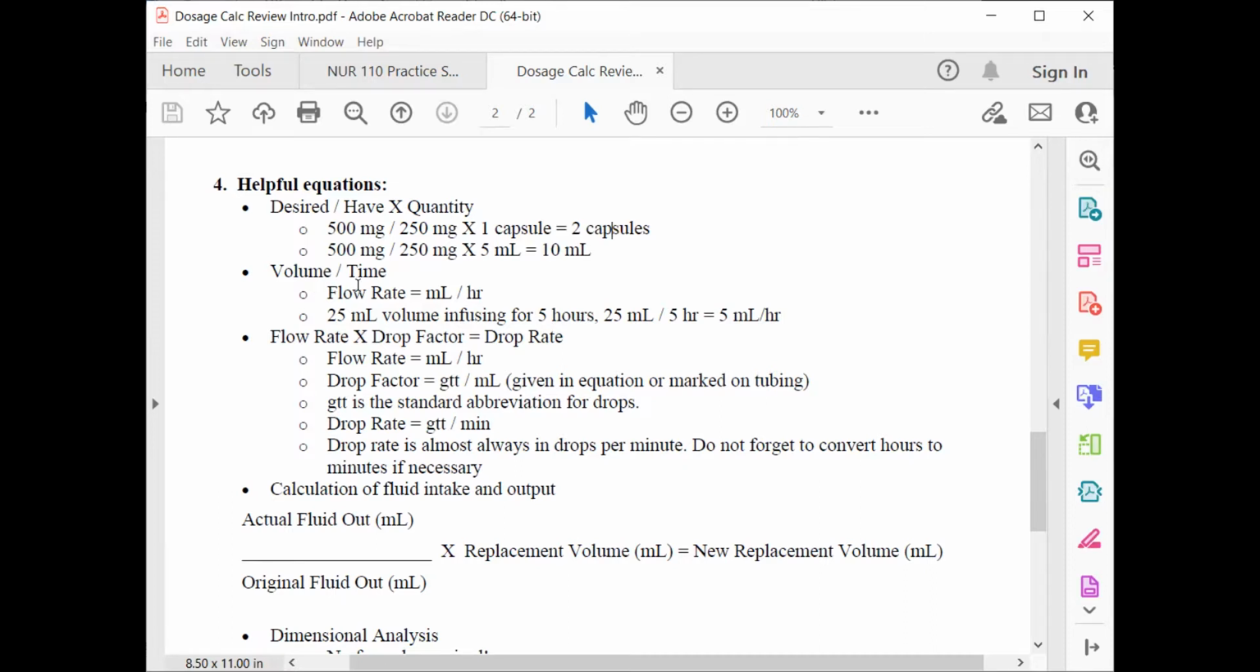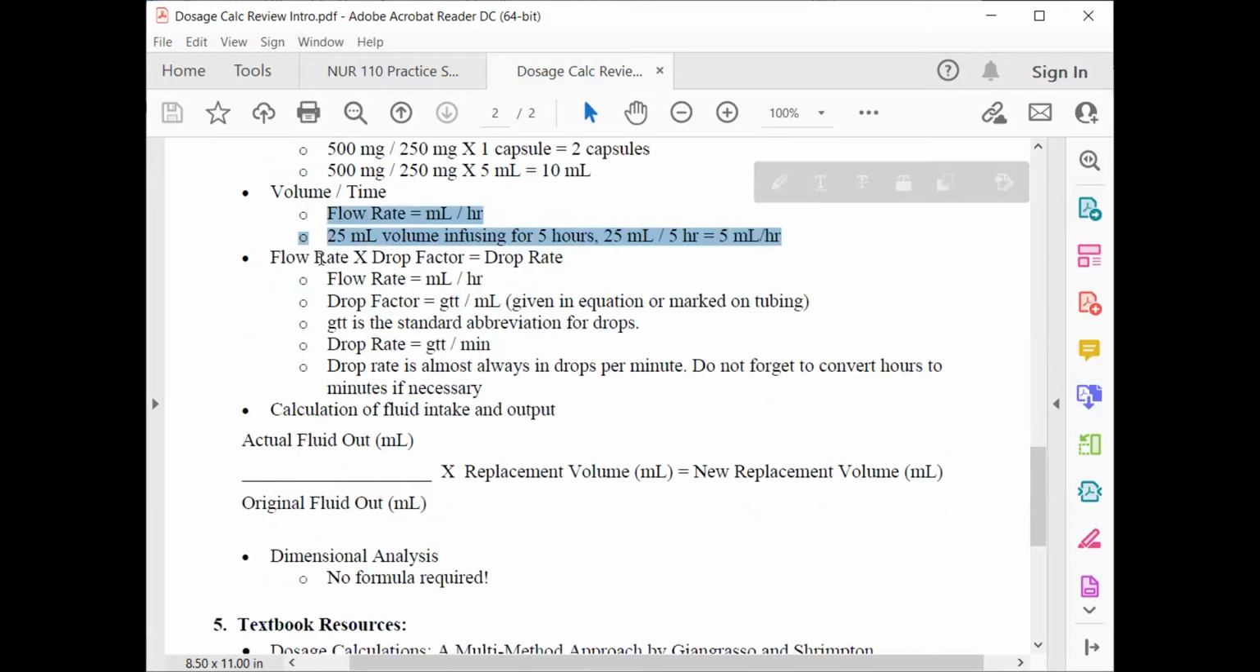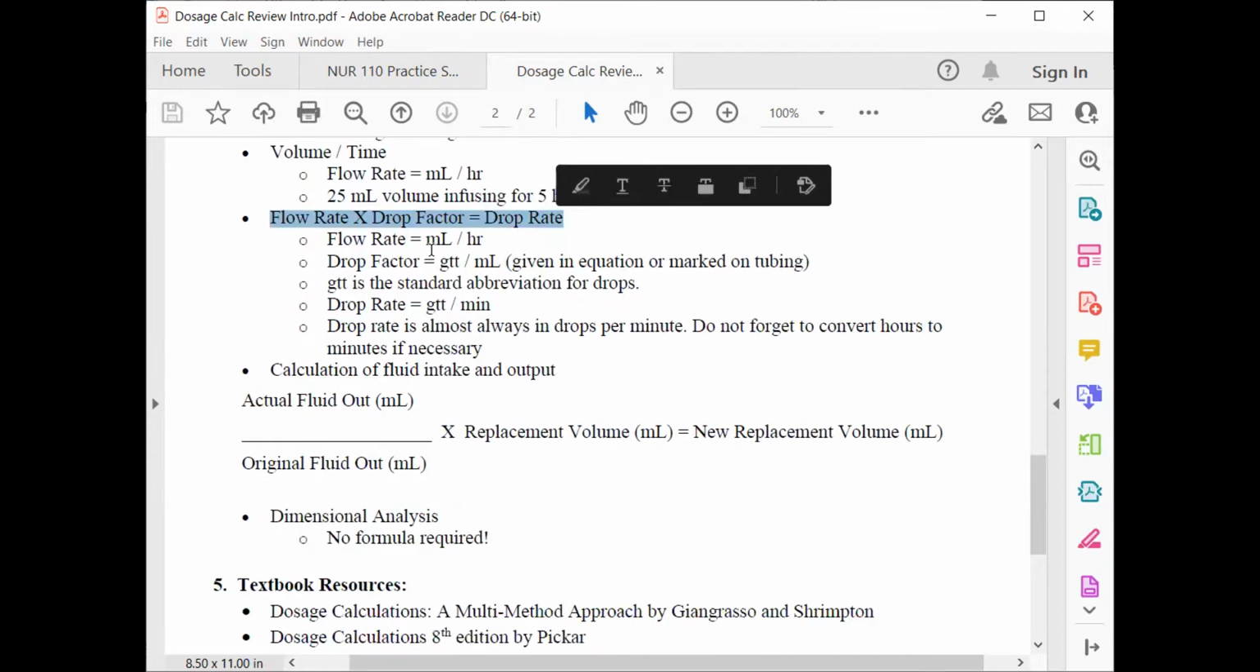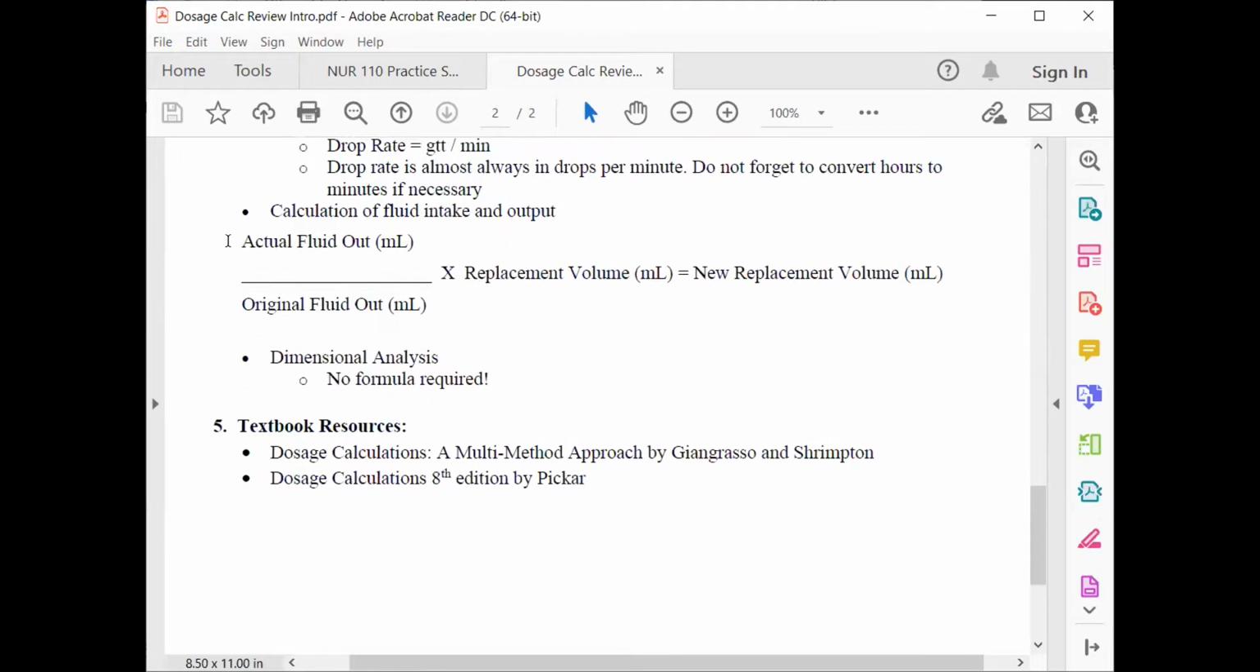Then you have some things. We'll talk more about this next semester, your flow rate questions, but volume over time is how you calculate flow rate. We'll talk about drop rate later on, but this is more for second, third, and fourth semester drop rates. This is for your fluid intake and output.